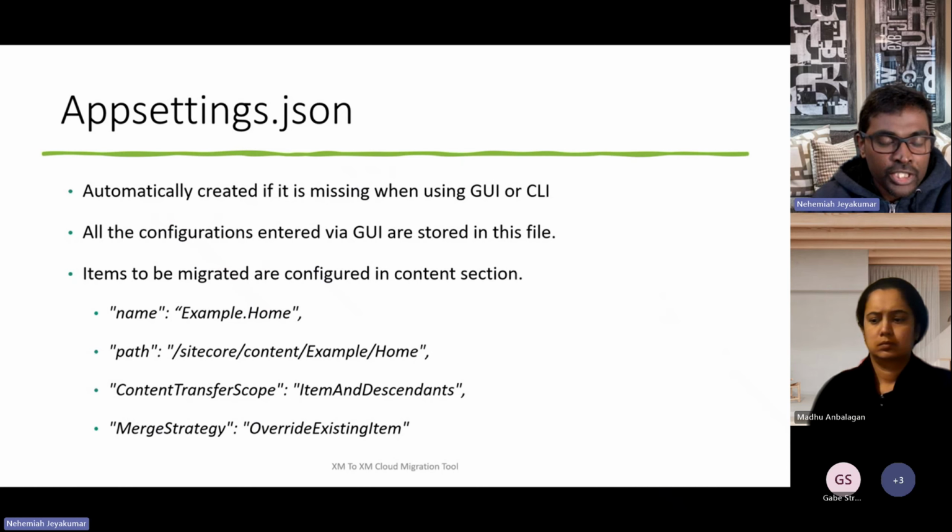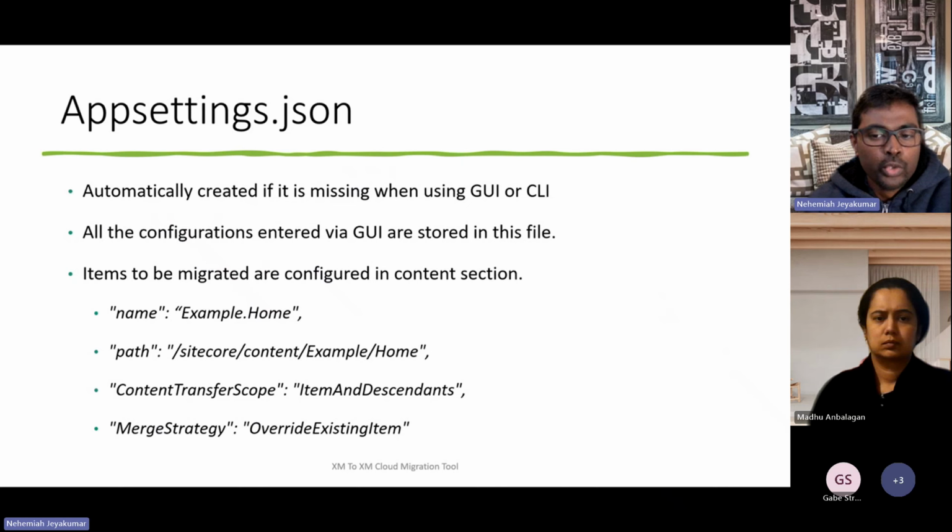And all the configuration that you enter via the GUI is stored in the JSON file. Even the password, the client ID, the client secret, everything is stored there. That is the base for your GUI to work next time. It will just take the values from there and load everything up for you. And the content that you selected as part of the content tree is also saved in the same JSON file.